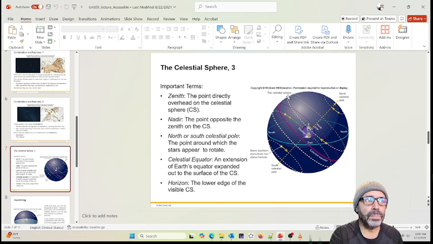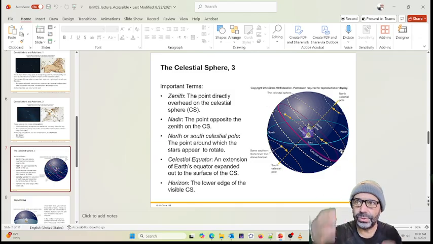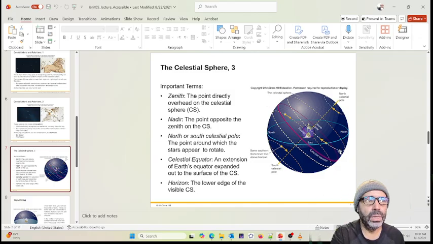All objects appear to be moving east to west on a regular basis, including the sun during daytime, the moon also, planets, stars, galaxies, or at least clusters of stars. And they rise and set on a regular basis. The objects that are very close to the north celestial pole appear to be moving in circles, though.